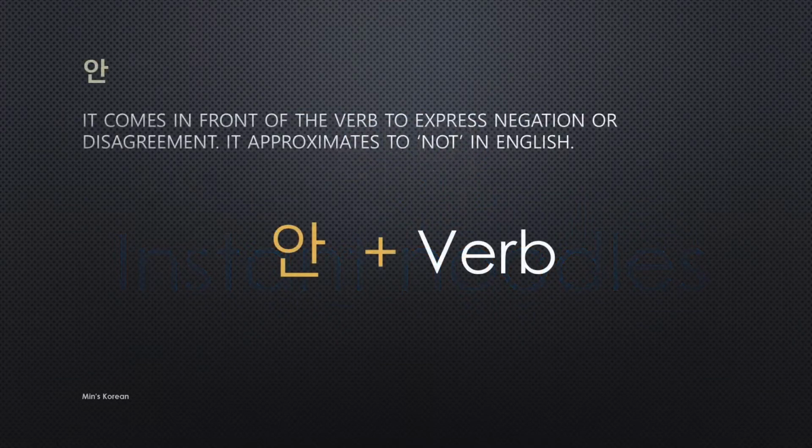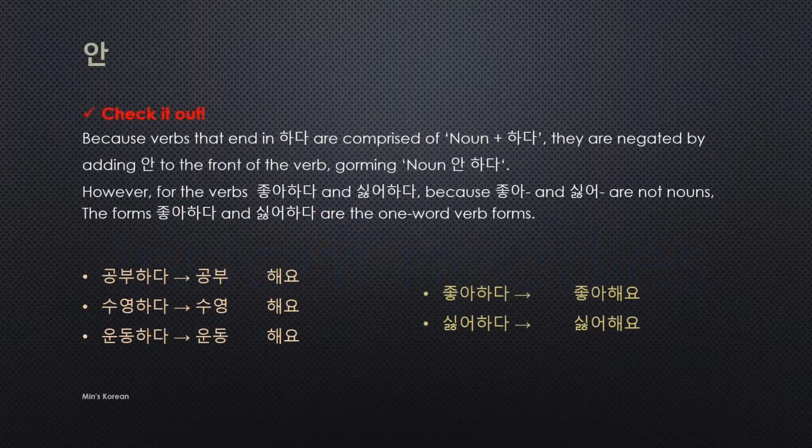자, grammar 안. So it's just not in English. So if you want to express negation, then you can use 안 plus just verb. So in front of the verb, you can use just 안. So if you want to express negation or disagreement, 안 plus verb. So can come all action verbs and then description verbs as well. Okay, so just check it out, this one.